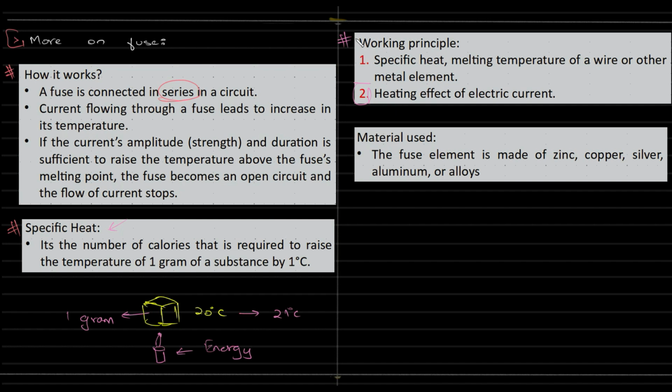And the funda of a fuse is the heating effect of electric current. The whole working is dependent on the heating effect. That is, the material will get heated and in time it will melt off. That's the whole idea of the fuse. The materials generally used as a fuse are zinc, copper, silver, aluminium, or mainly alloys, right? So these are the materials used to make up a fuse. You need to pause and write this down.